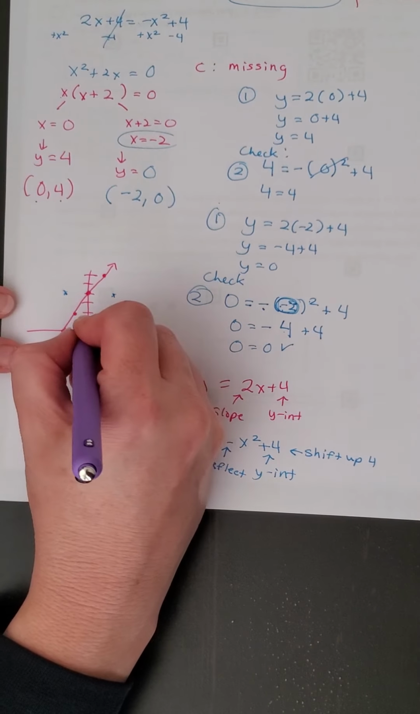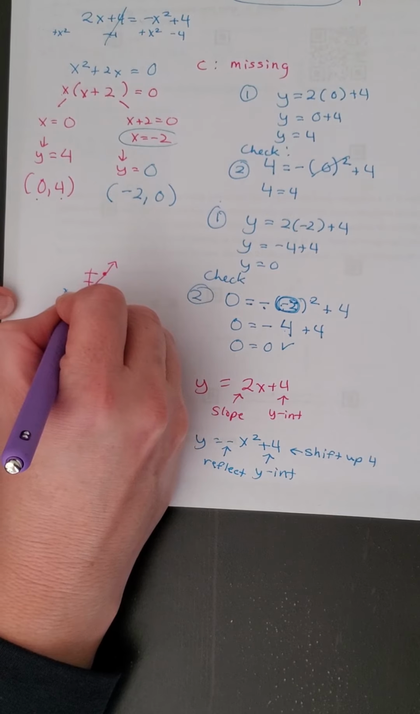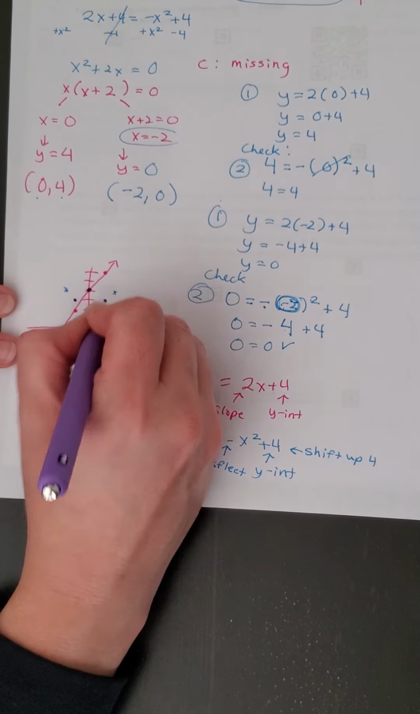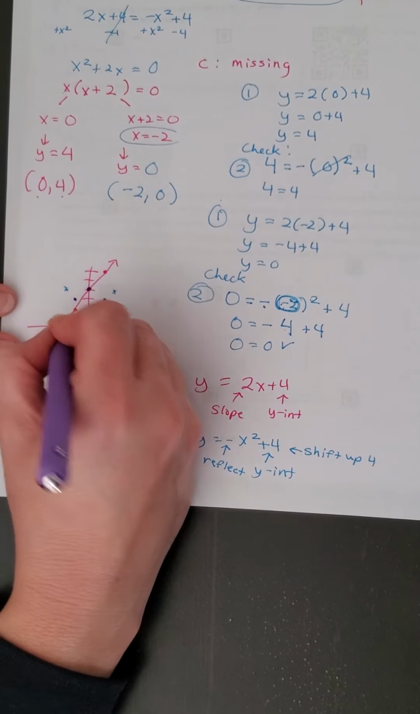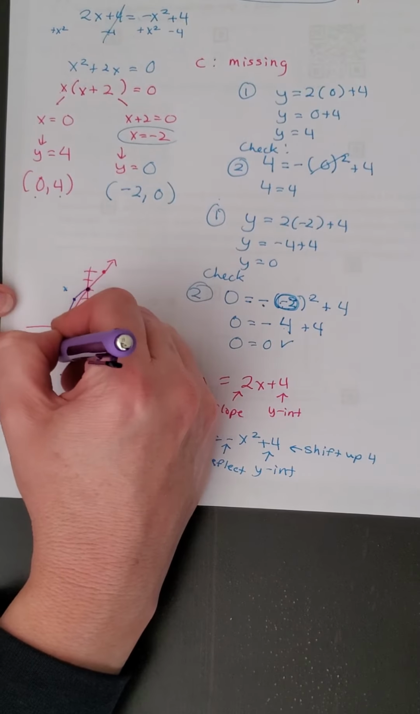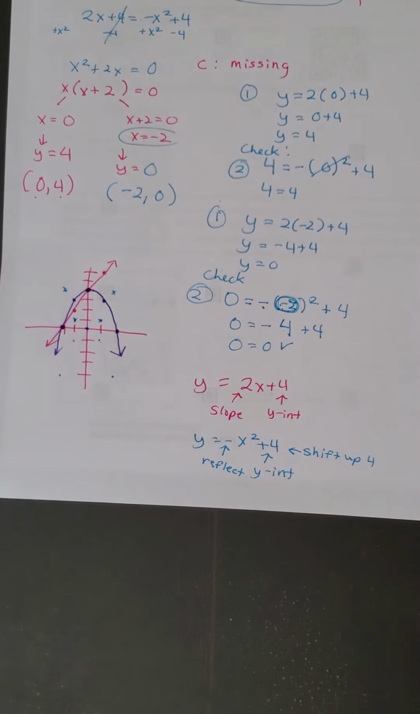So that means that this point will move up 4. This point will move up 4. This point will move up 4. This point will move up 4. And this point will move up 4. And my quadratic will look something like that.